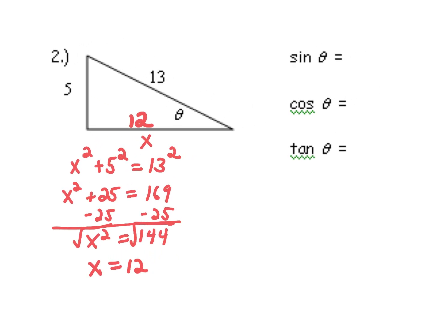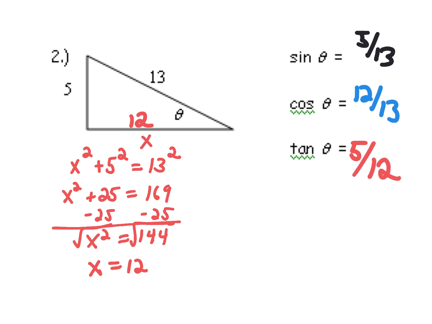So again, sine is the ratio of your opposite over hypotenuse. So sine is going to be 5 over 13. Cosine is adjacent over hypotenuse. So that's going to be 12 over 13. And then tangent is always your opposite over your adjacent. So that's going to be 5 over 12.